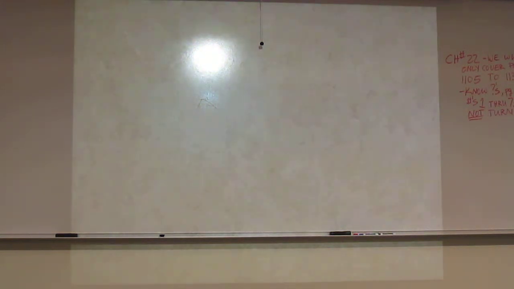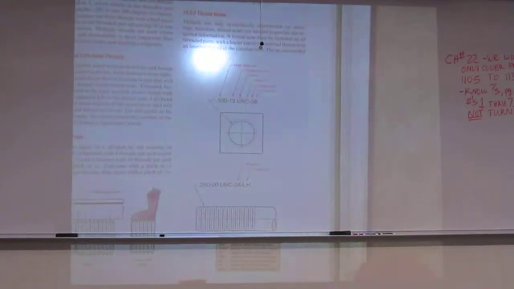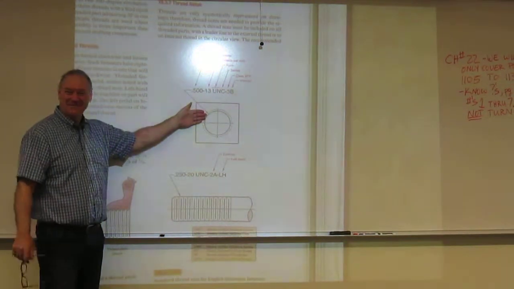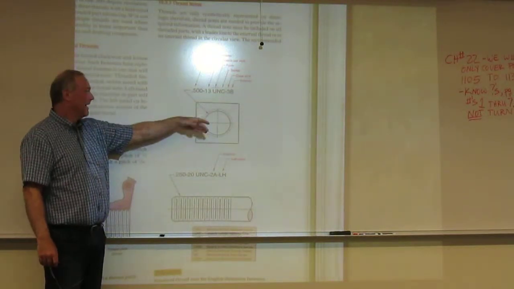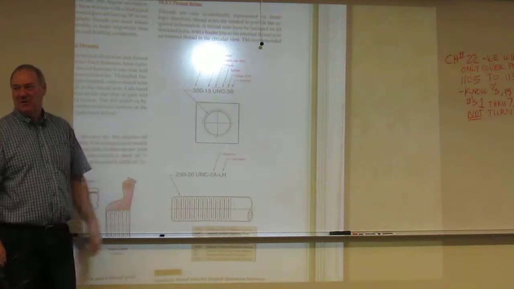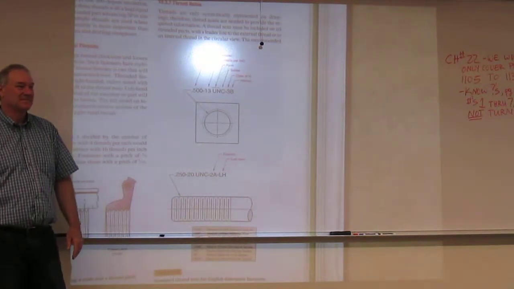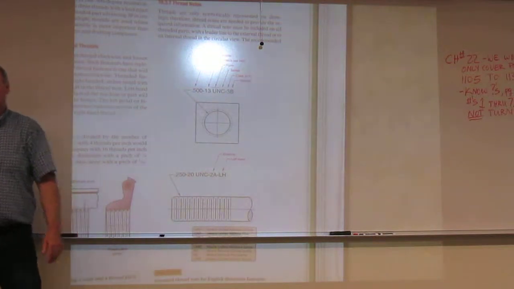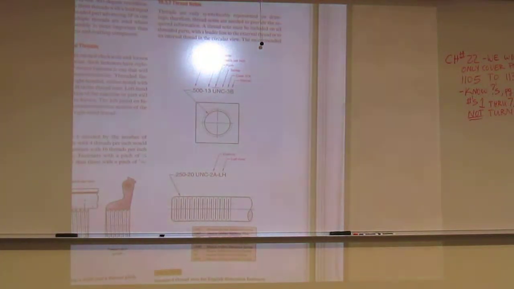What else do we have on here? Oh, we got a couple other important items. Page 913. If we're drafters, we ought to understand this. A thread note. I will test over this thread note. Know the components of it. Any questions on that thread note?